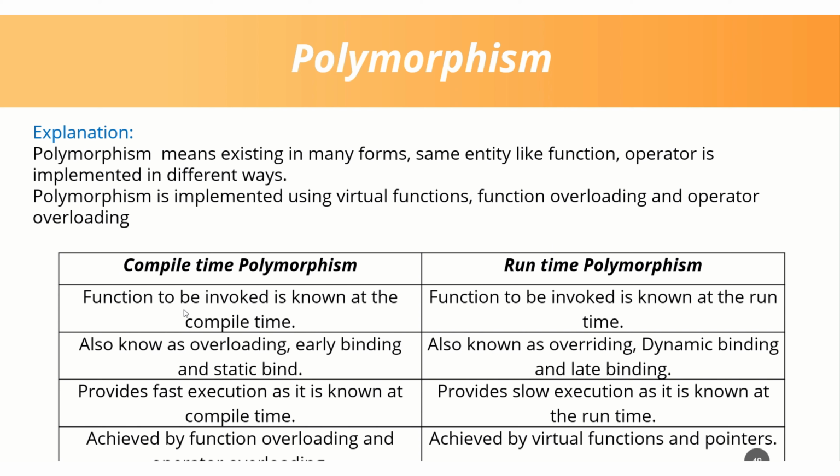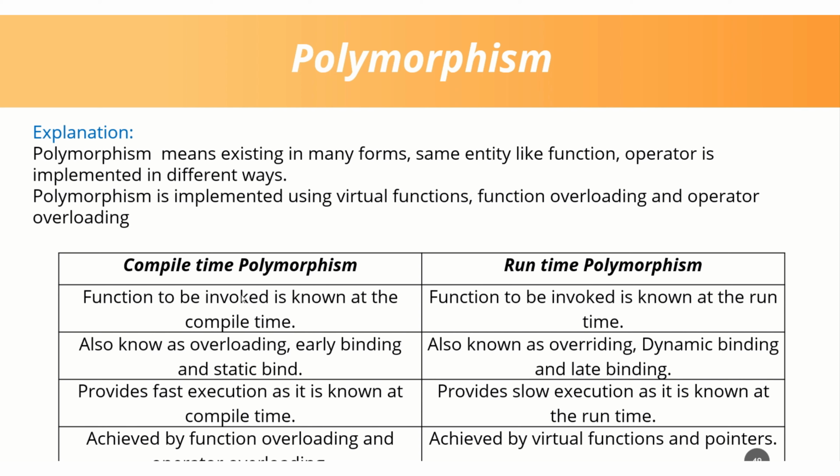In compile time polymorphism, the function to be invoked is known at compile time, while in runtime polymorphism, the function to be invoked is known at runtime. Compile time polymorphism is also called overloading, early binding, or static binding. Runtime polymorphism is also known as overriding, dynamic binding, and late binding.